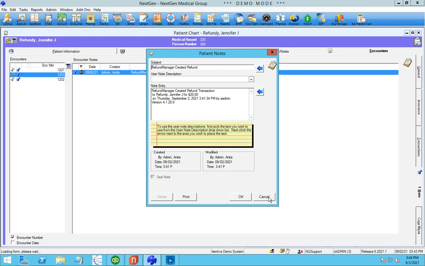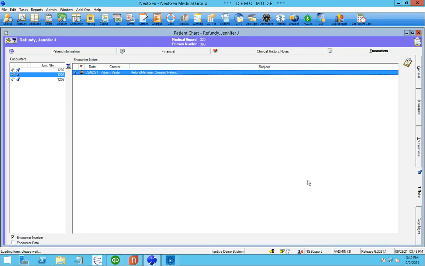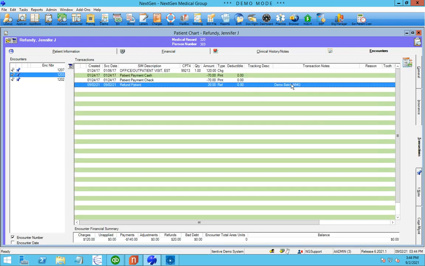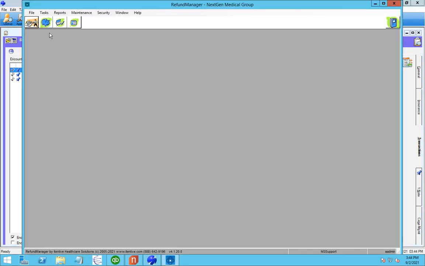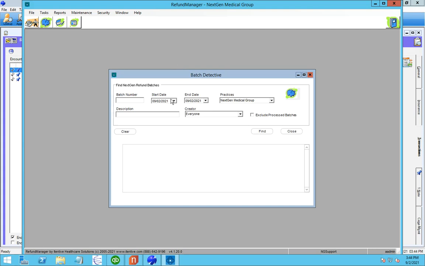We're going to get another encounter note when we do the export to the accounting system that's going to capture the address that's in play, because in RefundManager and in NextGen, you can specify override refund addresses. So we want to be able to document that. And when we finish it, these transactions are going to have the check number, check date, and check amount. So let's go back into RefundManager and proceed through the process and go to our batch detective.